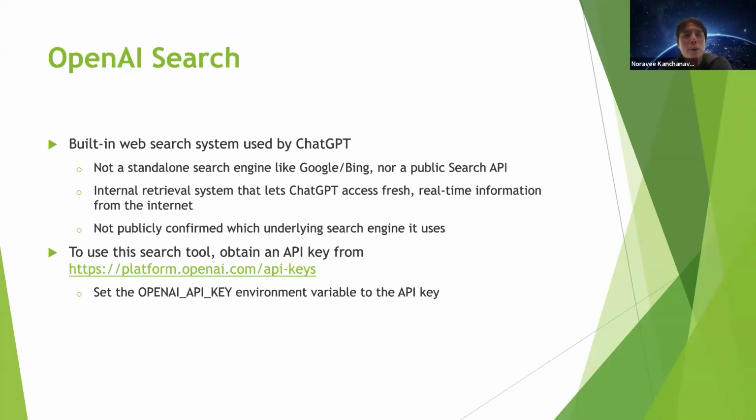You can also use the OpenAI search. This is the built-in web search used by ChatGPT. It's not a standalone search like Google or Bing, it's also not the public search API. So it's an internal retrieval system that allows ChatGPT to search the web and get information from the internet for you. We don't really know what underlying search engine it uses, but to use it, you merely need the OpenAI API key and set it as the environment variable.